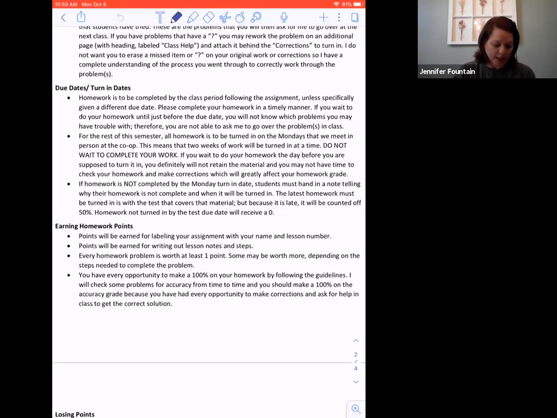Earning homework points. Points will be earned for labeling your assignment with your name and your lesson number. Points will be earned for writing out lesson notes and steps. Every homework problem is worth at least 1 point, but some are going to be worth more depending on how many steps you have to go through. As we go through the rest of the year, we're going to have some more complicated problems. It's not always going to be just simplifying and giving a simple answer. There may be a whole list of problems, just like solving for absolute values, where we have 2 things that we're actually having to solve for. Those are more complicated problems, so I might count those for more points.